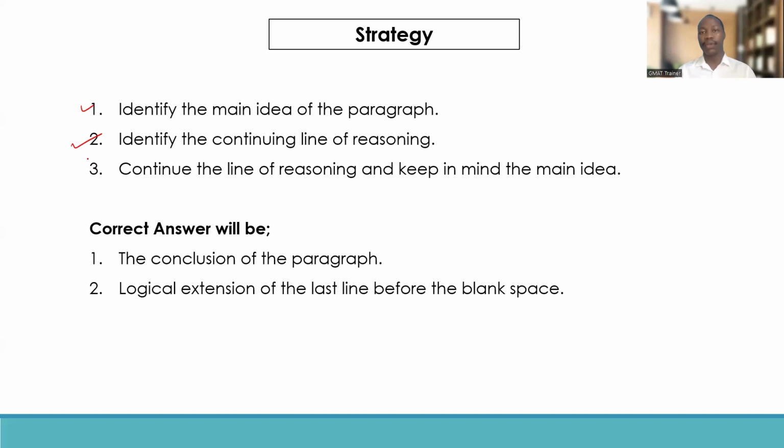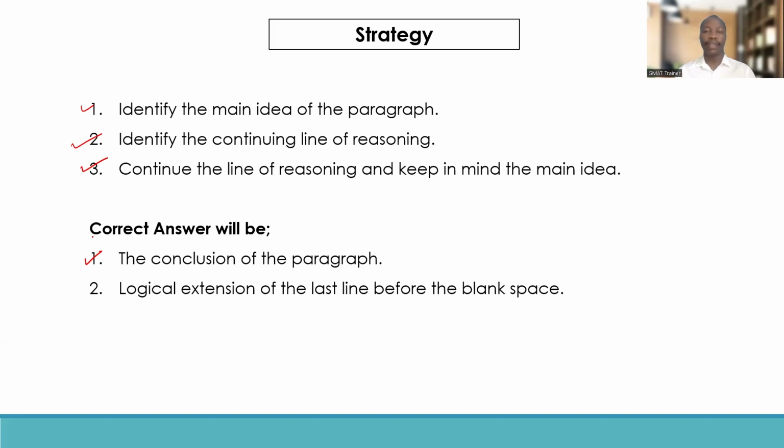Of course, when you're reading through the paragraph, have an idea of what the main idea of the paragraph is. So the choice you'll be going for should agree in totality with that main idea that is being put forward by the author of that passage. Then the correct answer would be the conclusion of that paragraph, most of the time. So that choice you'll be going for will most likely be the last sentence of that paragraph, or be part of the last sentence of that paragraph.